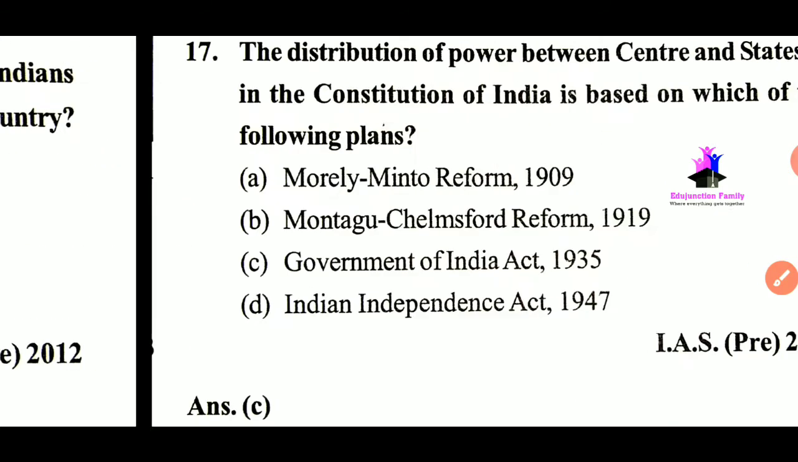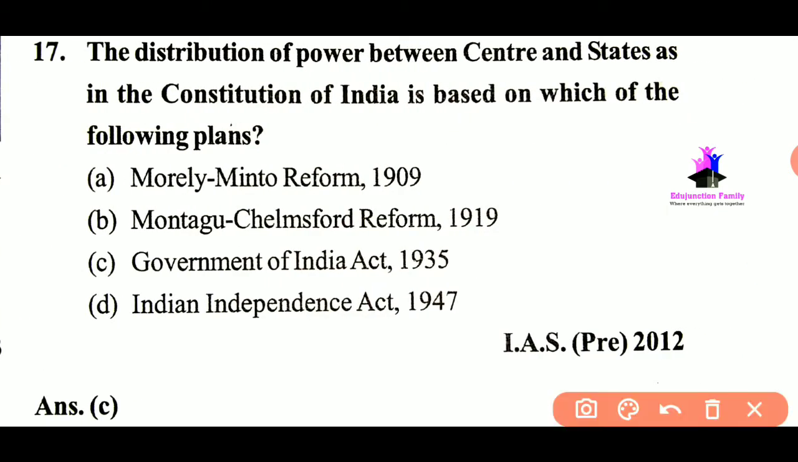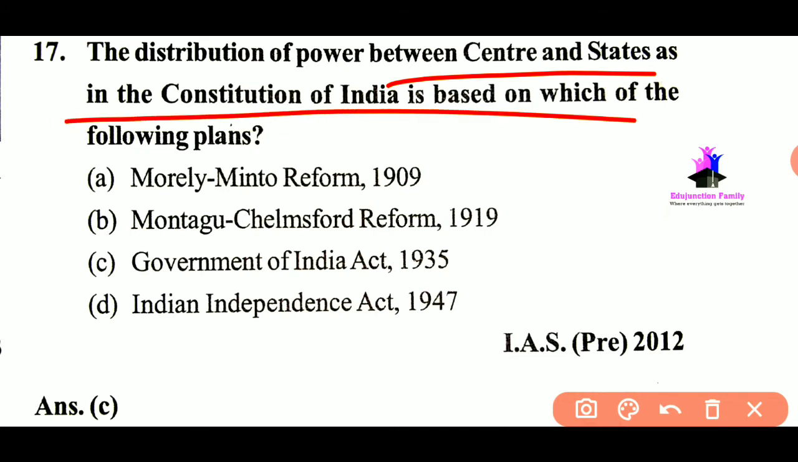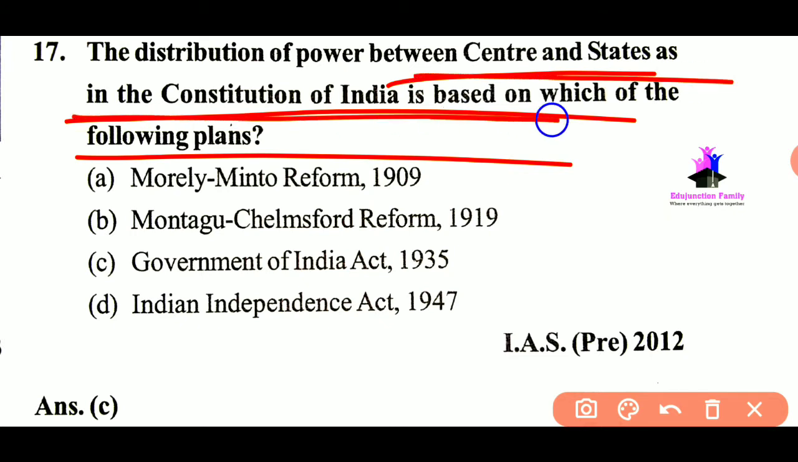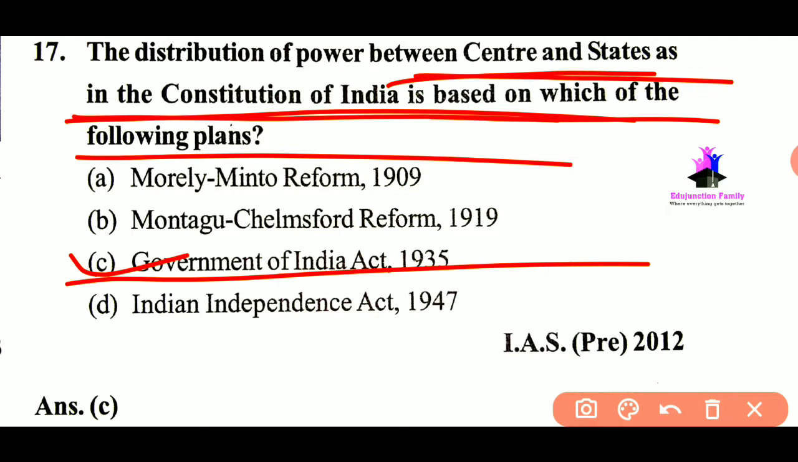So we move to the next question. The 17th question is, the distribution of power between center and states in the Constitution of India is based on which of the following plans? The distribution of power between center and states in the Constitution of India is based on the Government of India Act 1935, and many things are based on the Government of India Act 1935. So this is a very important act.